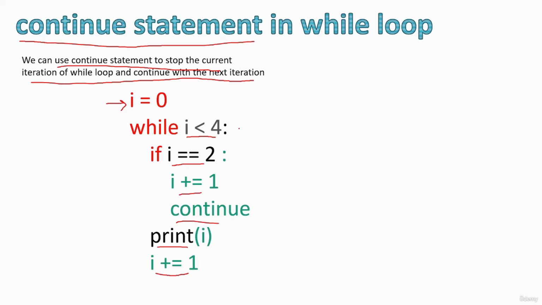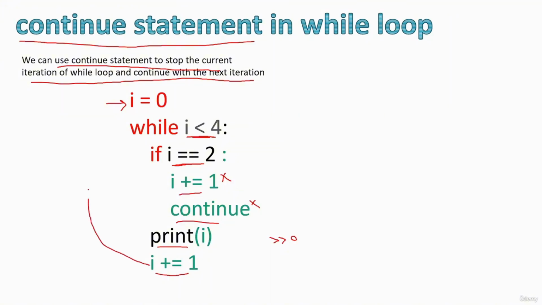Now let us see how this is going to work. First i is equal to 0. So it is less than 4. This condition is true. Then it will check whether this condition is true or not. So i is not equal to 2. These two codes will be skipped. Then it will print i is equal to 0. Then it will add 1 to i.